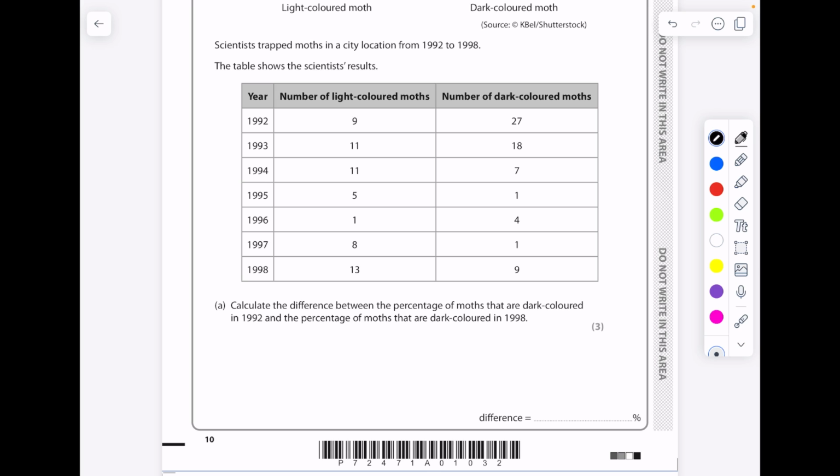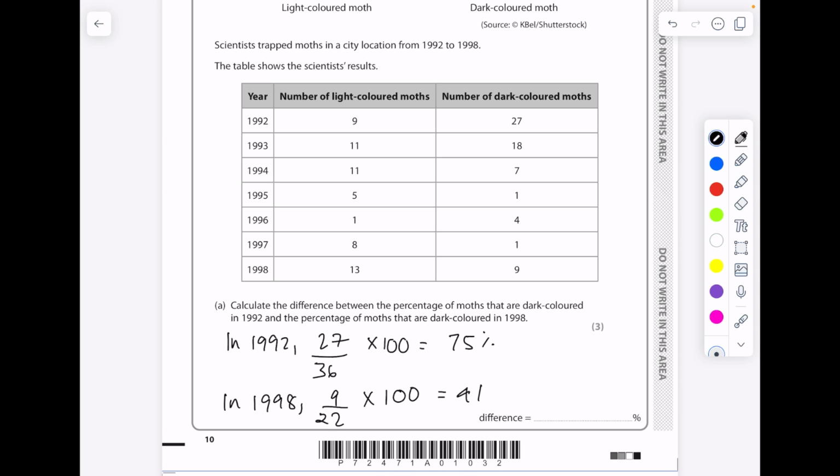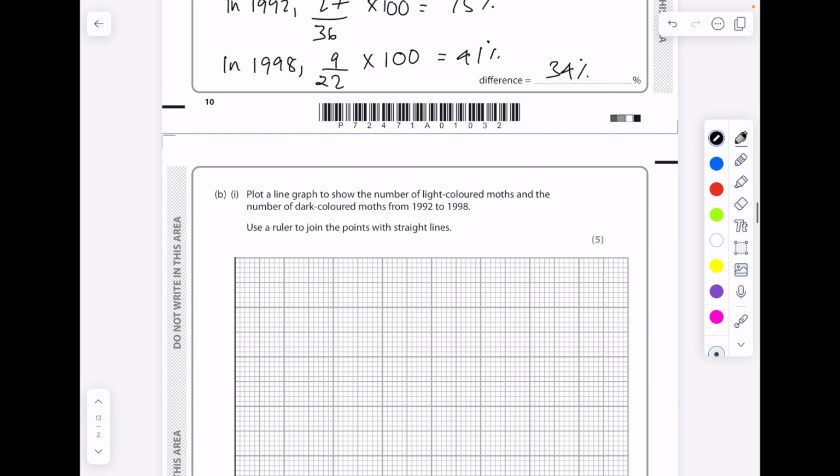So we'll do 27 divided by the total, which was 36, times by 100. So that's 75%, versus in 1998, when you have 9, so that's 41%, and then we work out the difference between these two numbers, which is 34%.